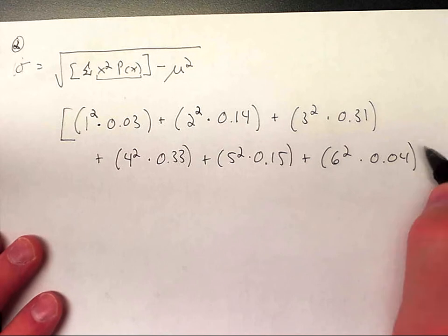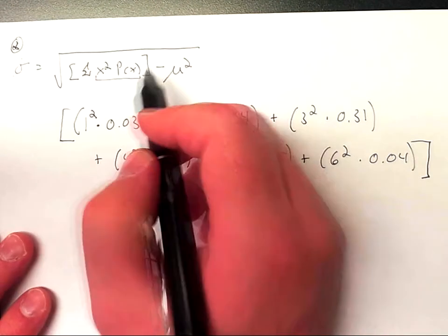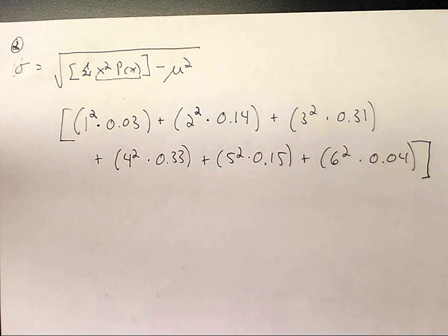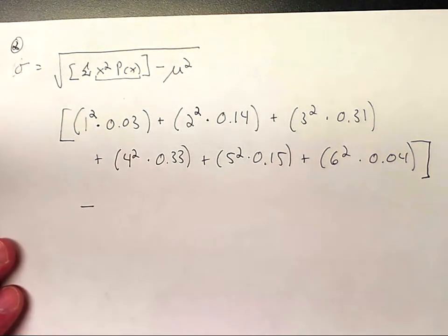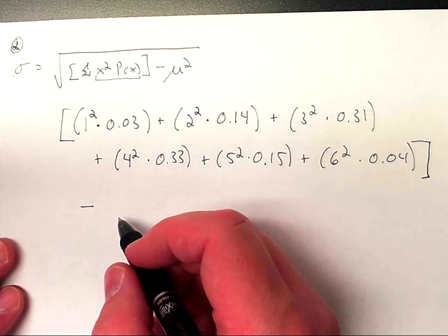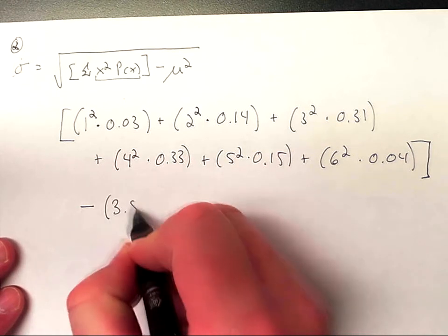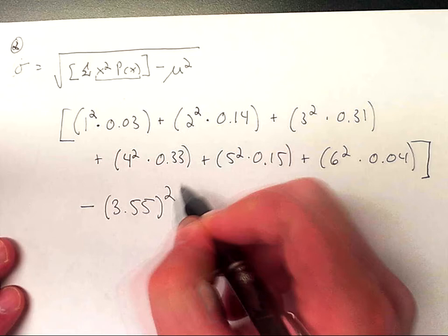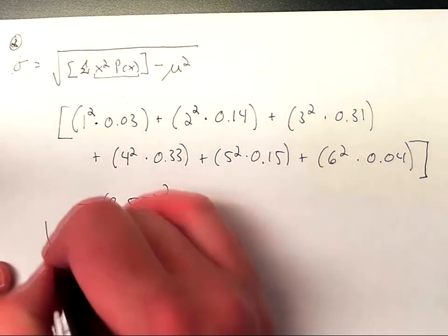All right, so now I did all that stuff. I'm going to close my bracket. Right, so I did everything inside the brackets now. Now I still have to subtract mu squared. So then from all of this, I'm going to subtract mu squared. And mu is equal to what? 3.55. So I'm going to subtract 3.55 squared. And what do I still have to do? Square root it.